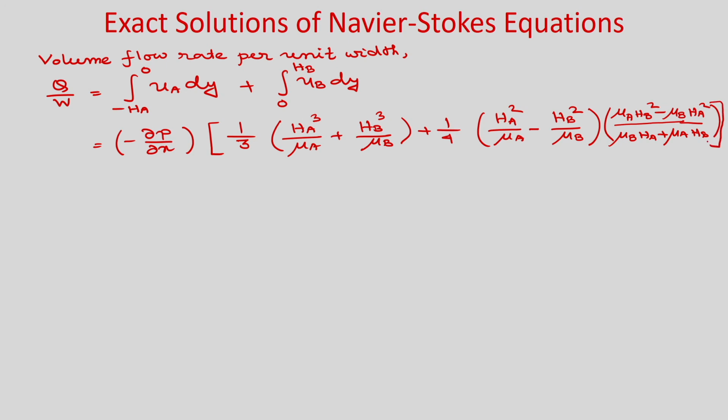Okay, so this is the volume flow rate per unit width. Now, if you take as a special case a single fluid layer, let us say H A is equal to H, then obviously you will get the volume flow rate same as for the plane Poiseuille flow, where the distance between two parallel plates is H.